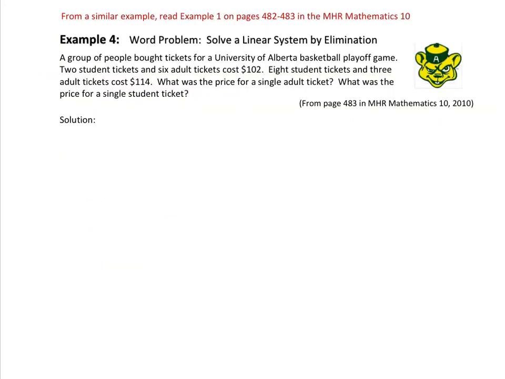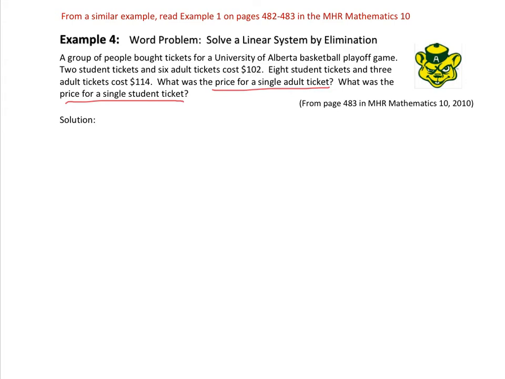In example 4, the word problem, we want to set up two equations that we can solve by elimination. Now, we have a group of people buying tickets for a University of Alberta basketball playoff game. 2 student tickets and 6 adult tickets cost $102. 8 student tickets and 3 adult tickets cost $114. What was the price for a single adult ticket, and what was the price for a single student ticket?